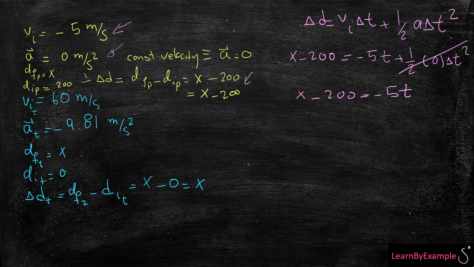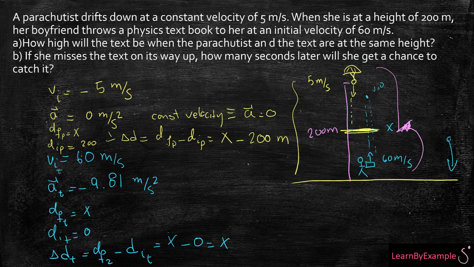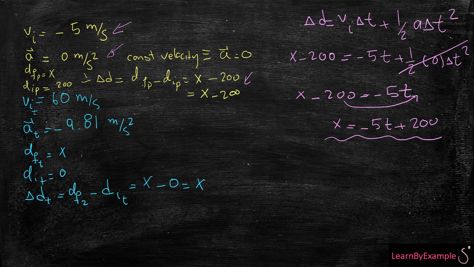Now, what am I looking for here? I can actually rewrite this as x equals -5t, and I'm just going to bring the 200 to the other side, so I have plus 200. So I've actually solved for x, but I don't know what t is. If I knew what t was, I could just plug it in and find out what this height is. So if I could just have another equation for x, I could put it equal to this and solve for t.